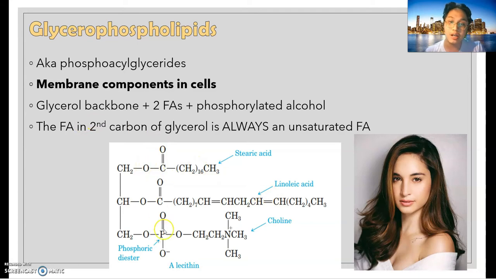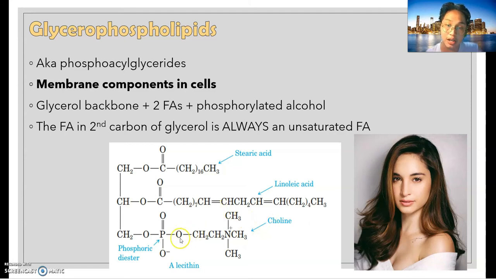The first one can be either saturated or unsaturated. That's why you will know that your glycerophospholipids are components of your cell membranes. It is called phospho because it has a phosphate group. This phosphate group is attached to the third carbon, and that phosphate group is also attached to an alcohol.